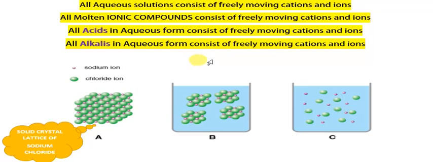For this, we will have to understand this picture. As we can see in this picture, this is a solid crystal lattice of sodium chloride, an ionic compound. When it is dissolved in water, its forces of attraction break and, as a result, the ions are converted into freely moving cations and anions, which are also responsible for the conduction of electricity.